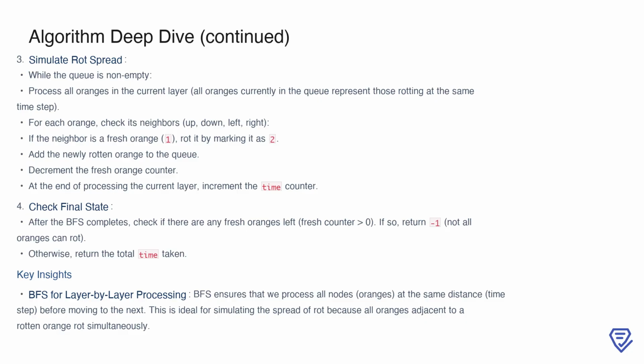Once the BFS completes, we check the final state of the grid. If there are still fresh oranges remaining, it means some oranges were unreachable, so we return -1. Otherwise, we return the total time taken to rot all oranges. BFS is particularly well suited for this problem because it processes nodes at the same distance from the source simultaneously, which mirrors the real-world spread of rot.